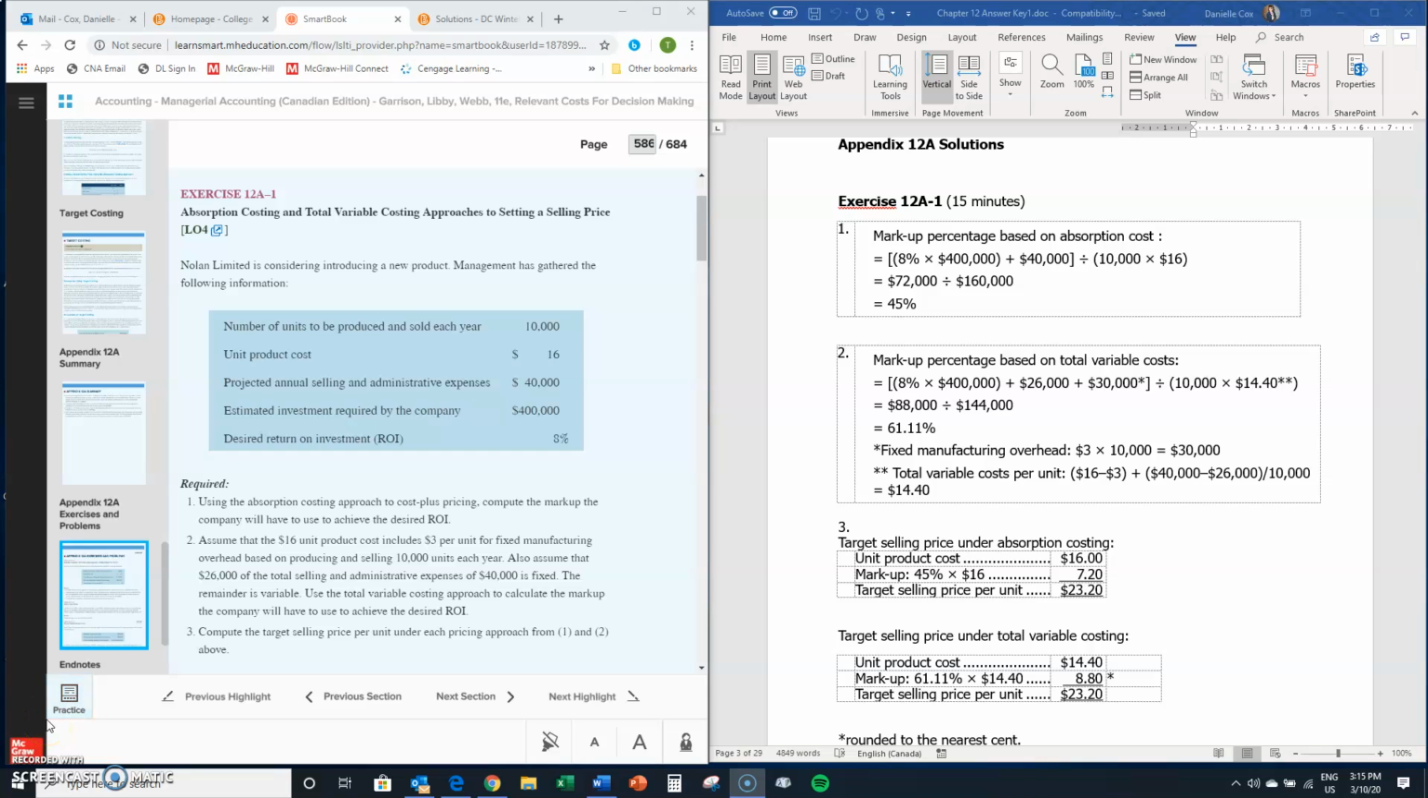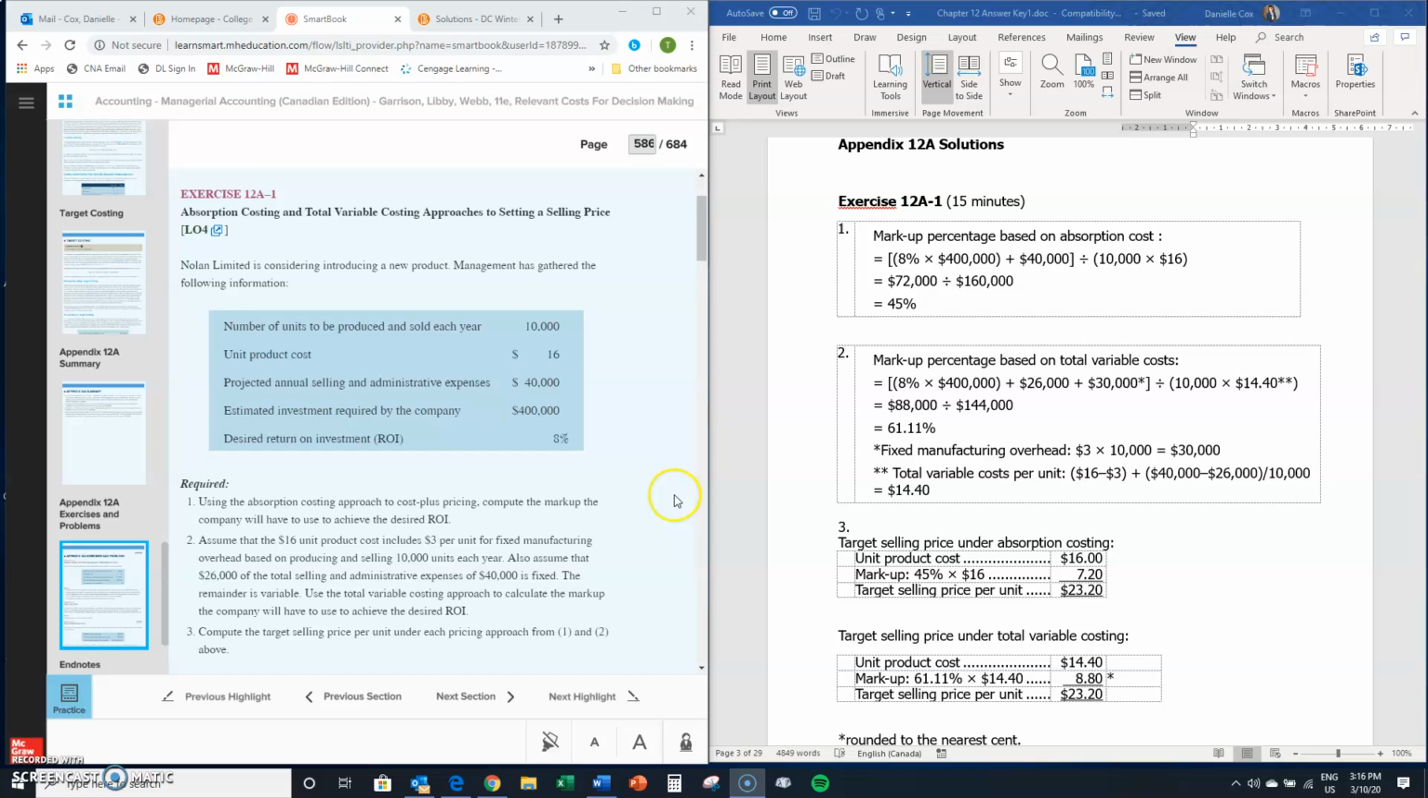Now we're going to take a look at one of the questions in Appendix 12-A. Let's look at the first one, Exercise 1. So the company is considering introducing a new product, and we are given some information on that product. Using the absorption costing approach to cost plus pricing, compute the markup the company will have to use to achieve the desired ROI. So that formula is given on page 580.